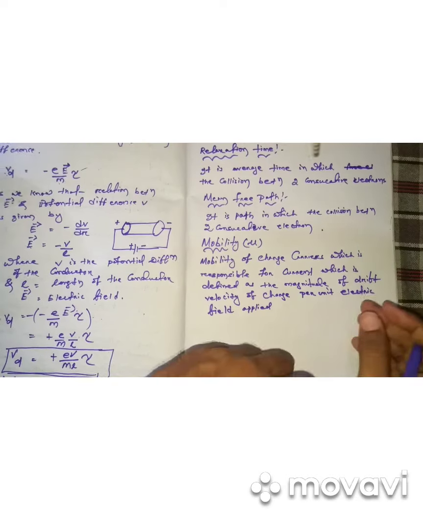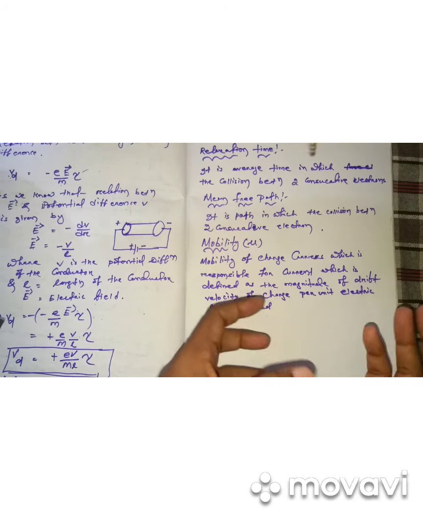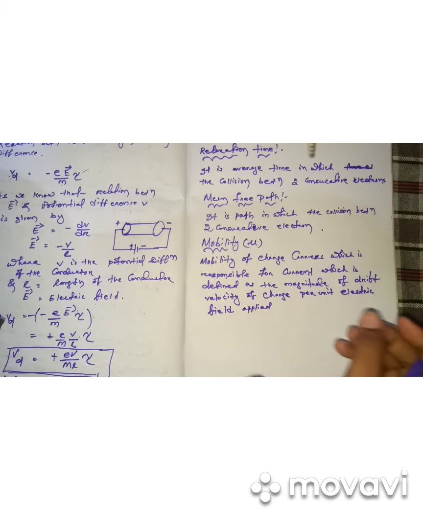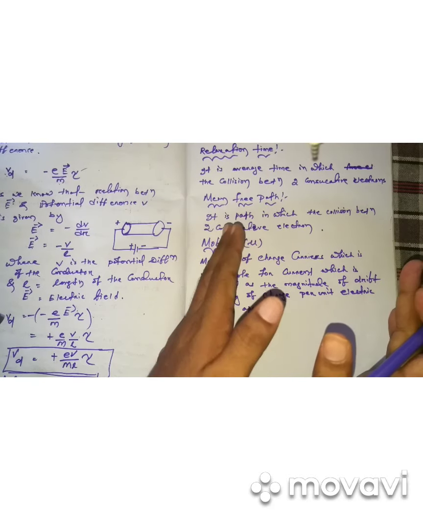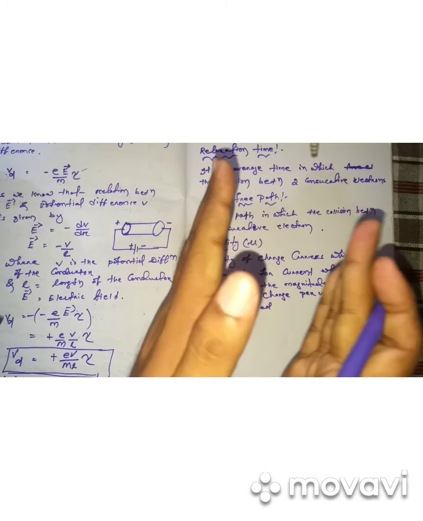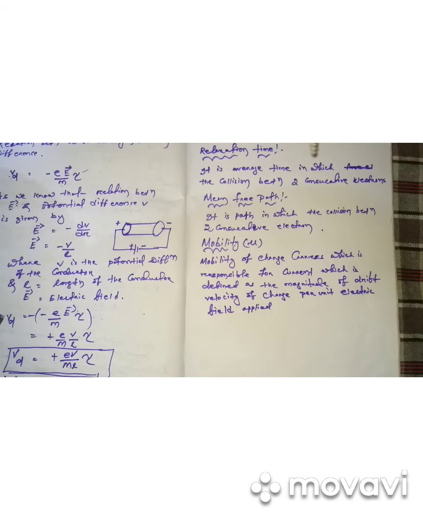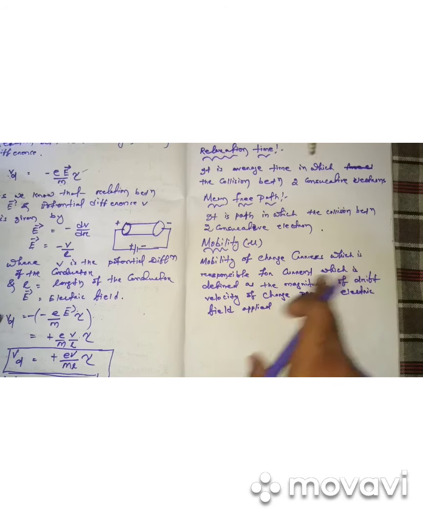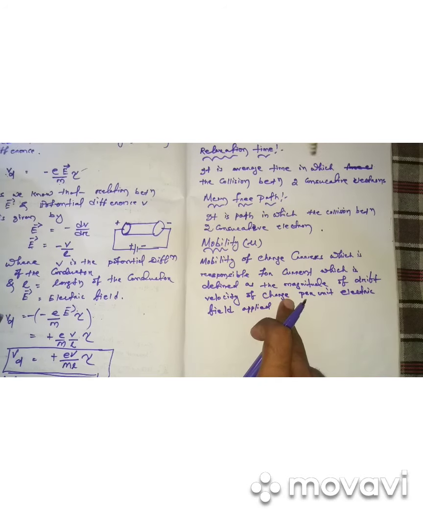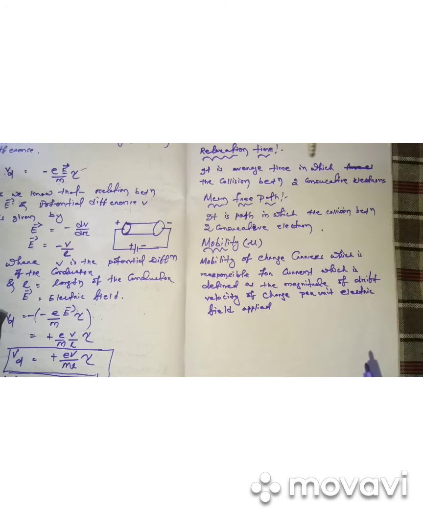That means what? If I want the charge carrier to move, for that we require a particular electric field. That electric field determines how much charge travels, which represents the current. So mobility of charge carrier, which is responsible for current, is defined as the magnitude of drift velocity of charge per unit electric field applied. So that is a very important 2-mark question.